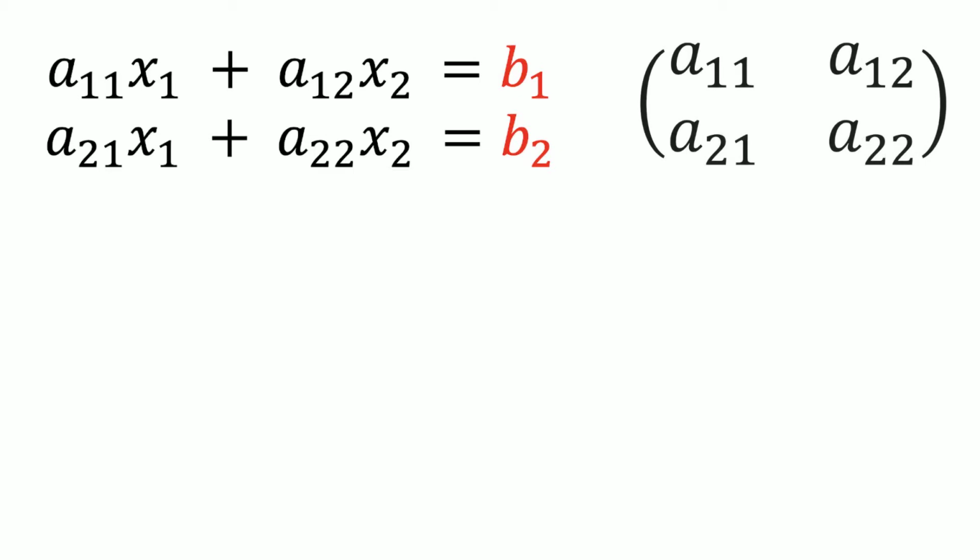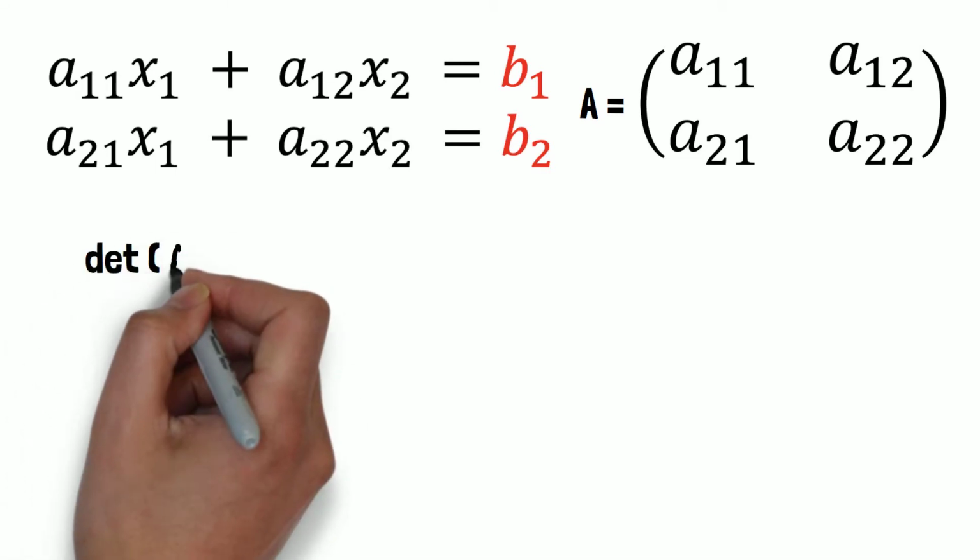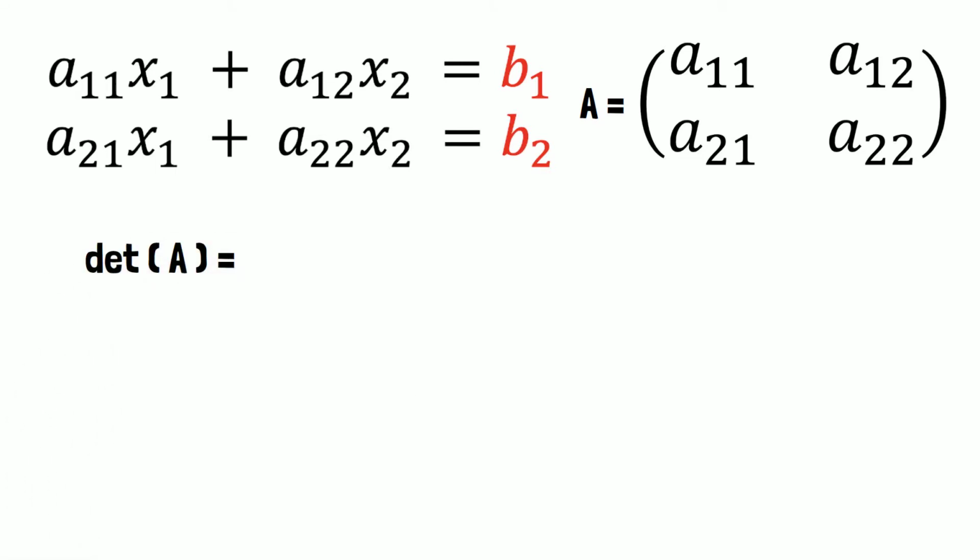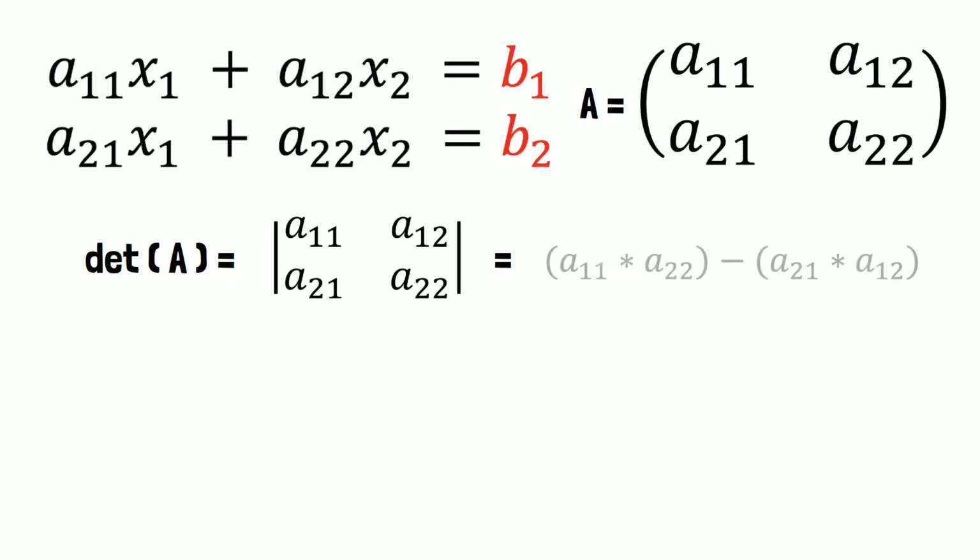As you already know, the system of linear equations corresponds to the following matrix, which we call matrix A. It is a matrix with entries A11, A12, A21 and A22. We can then find the determinant of A by multiplying the main diagonal and subtracting the multiplication of the off diagonal. We then get A11 times A22 minus A21 times A12.